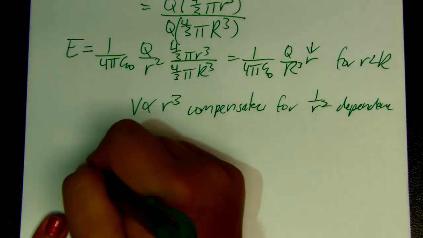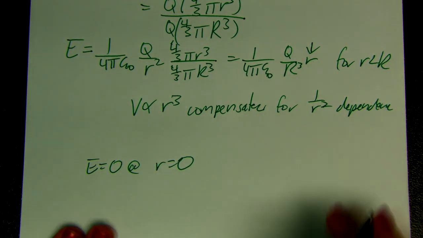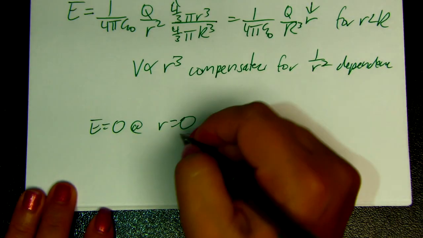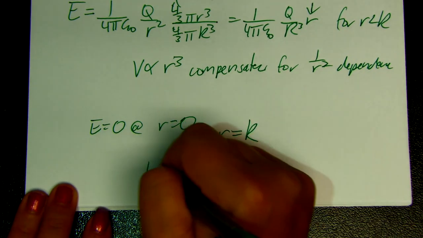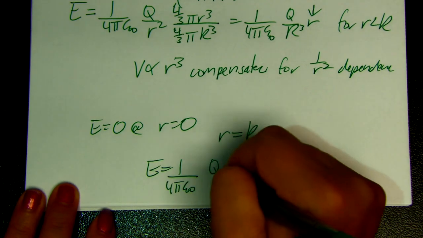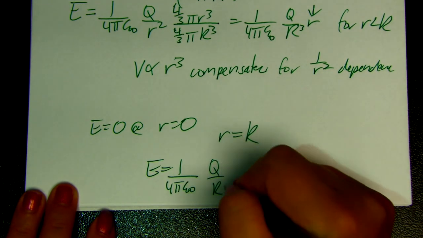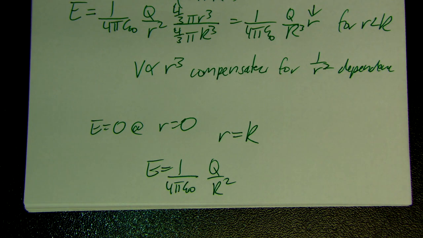And we can also see that E is 0 at r equals 0, so at the center it's 0. And in the special case where little r is equal to big R, we get that E is equal to 1 over 4 pi epsilon naught Q over R squared. And that wraps up chapter 15.